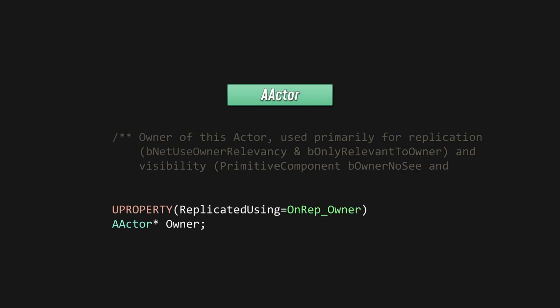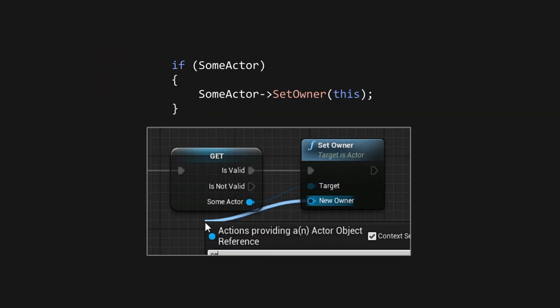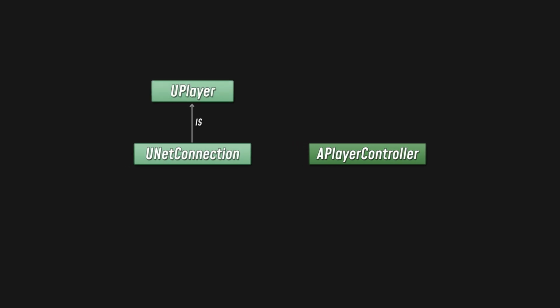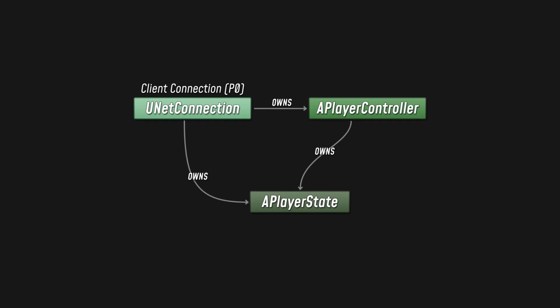Ownership is another important concept for actor replication. Every actor can have another actor designated as its owner. Typically, you set the owner on spawn, but you can also call SetOwner at runtime. The player controller class has special importance when it comes to ownership. Basically, each of our net connections represents a player, and once the player is fully logged into the game, it has a player controller actor associated with it. From the server's point of view, the connection owns that player controller, and by extension, the connection owns any actors that can trace their ownership back to the player controller.